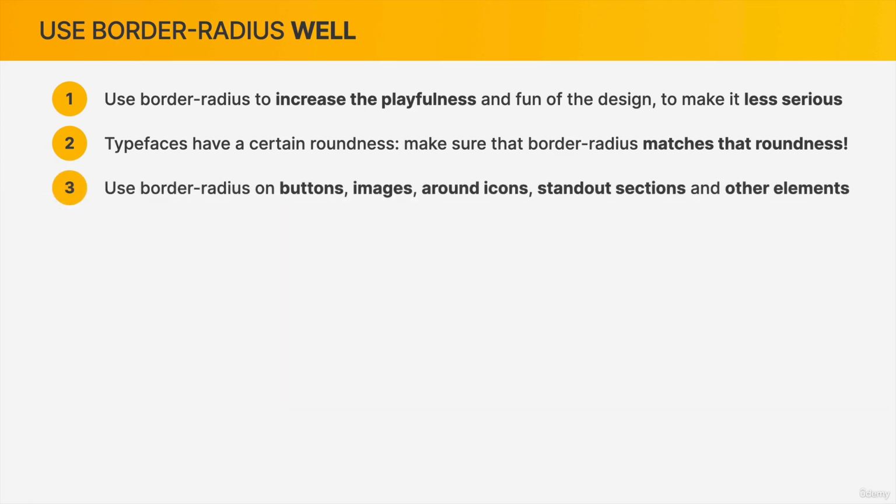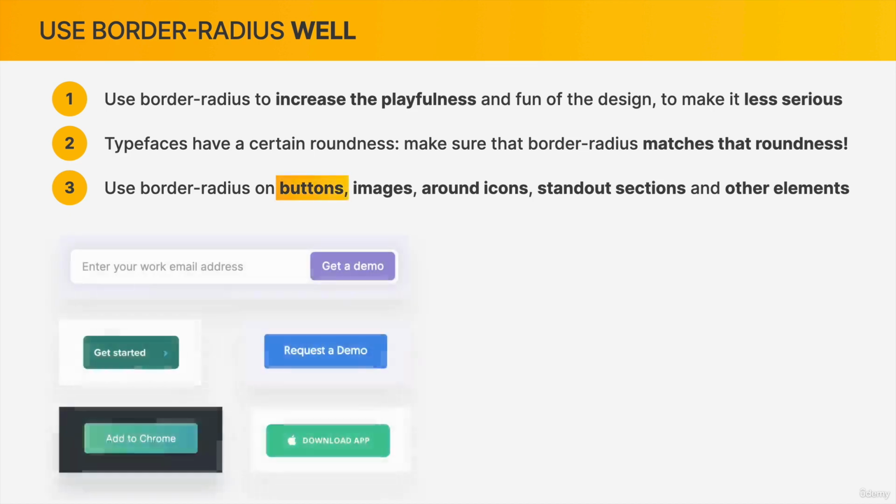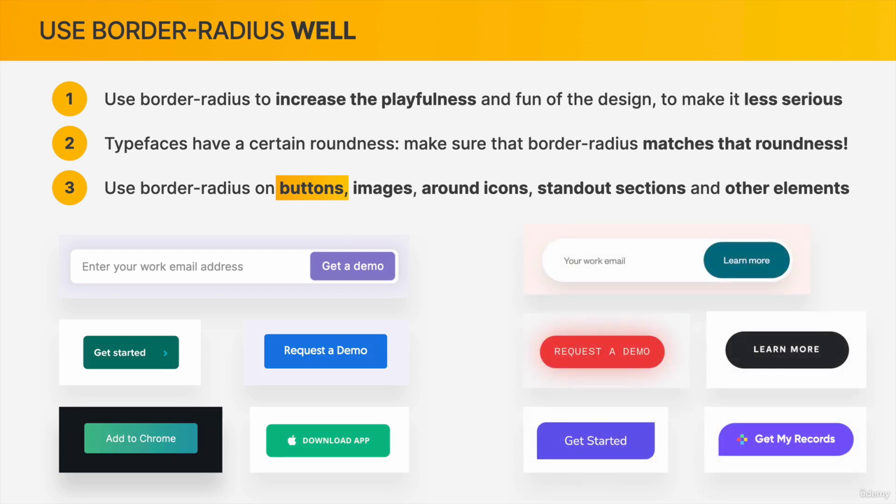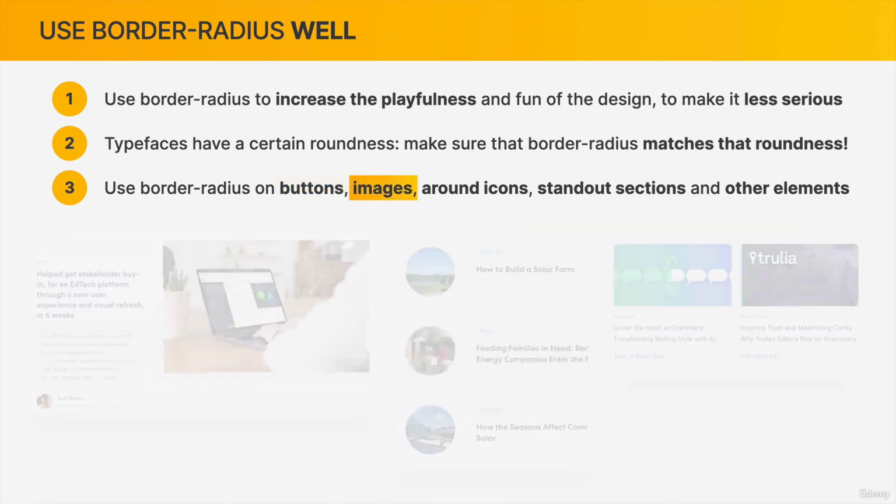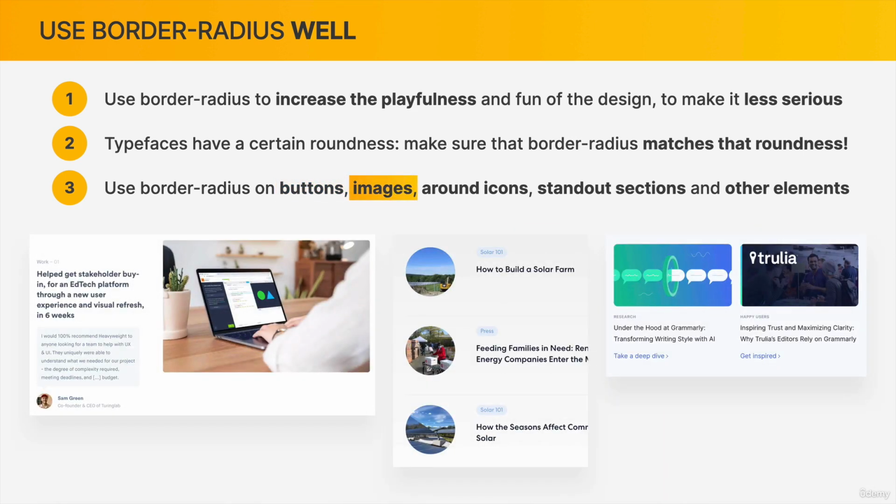Now, next up, let's talk about where we can actually use border radius. The first elements that use border radius the most, I would say, are buttons. On buttons, we have the option of adding only a small amount of border radius, just enough to take away the hard edges there. Or, on the other hand, we can make the buttons completely round, like these first three here. Or we can even use some creativity and make only some of the corners round and leave the other ones with their sharp edge.